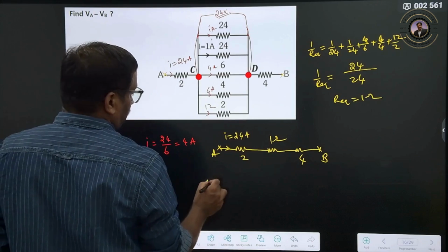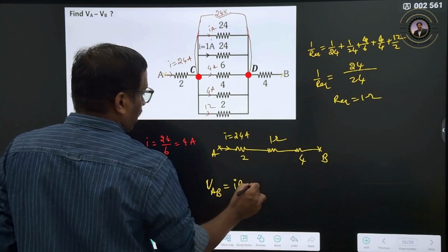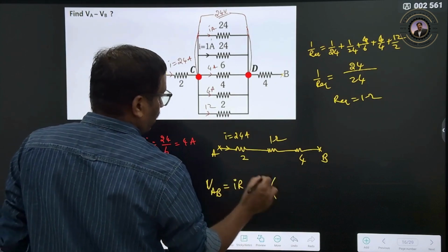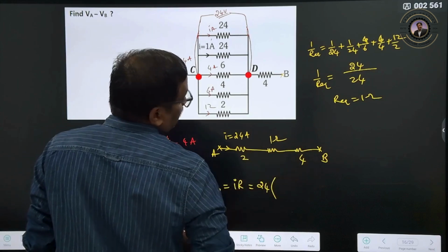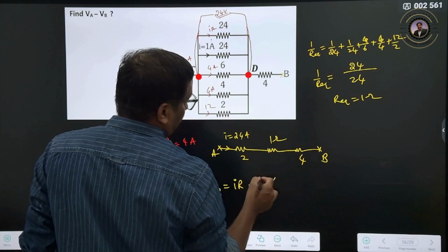So the potential difference between A and B can be written as V equals I into R. So 24 into these 3 which are in series. Series means it will be nothing but 7.